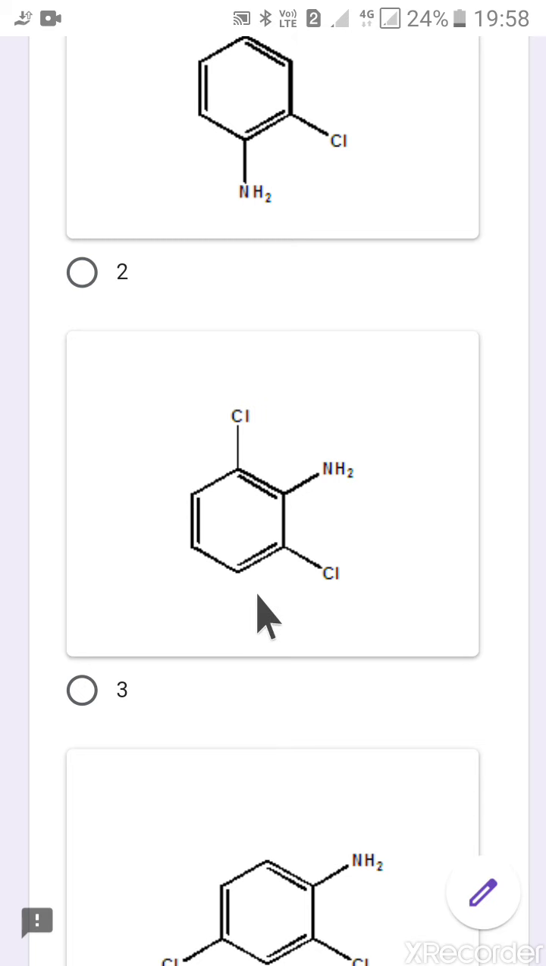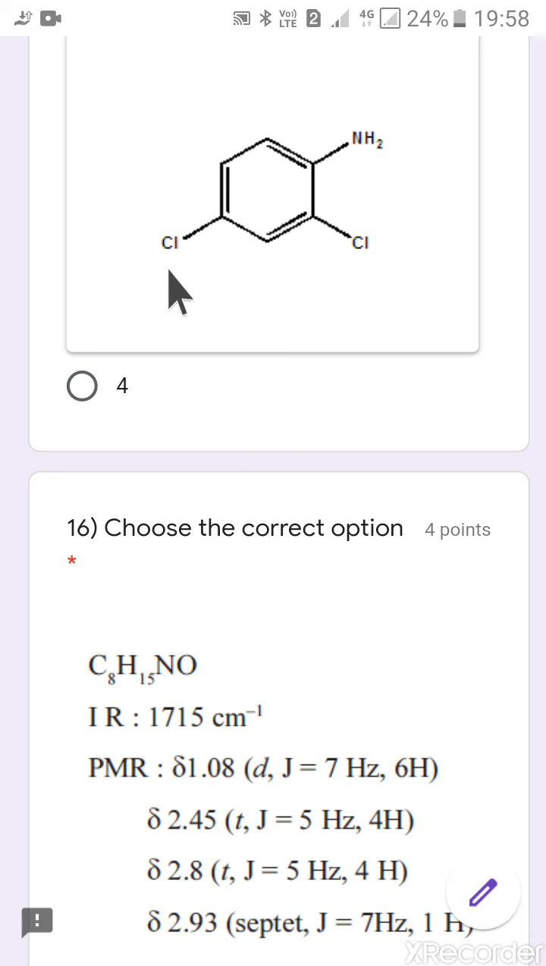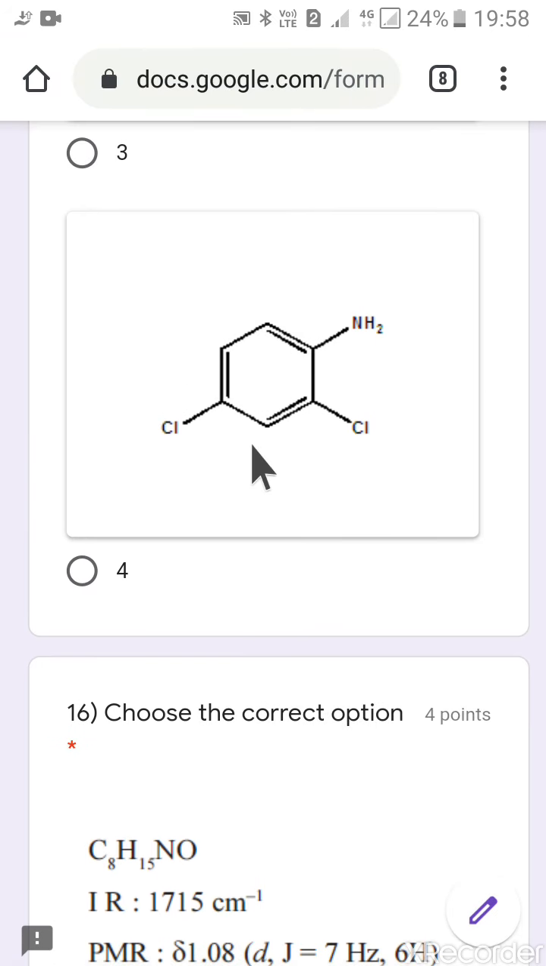This 2H will show one signal and the para will show one signal. Only two signals in the aromatic region. That means this option is also ruled out. That means this fourth option is the correct option.